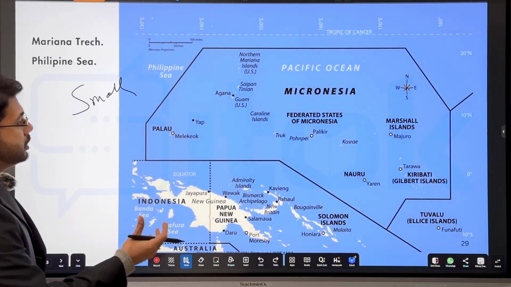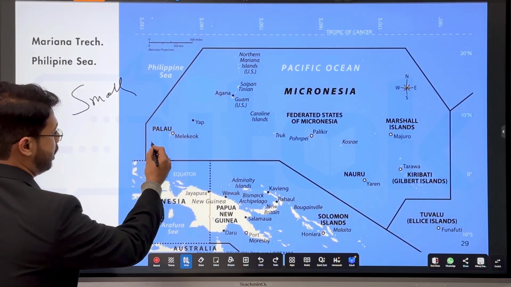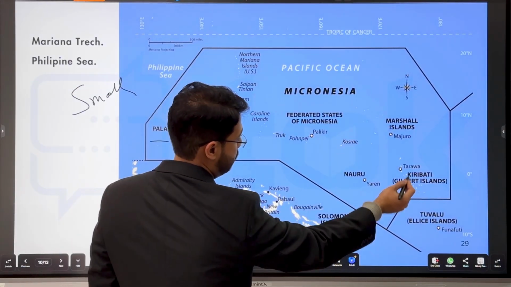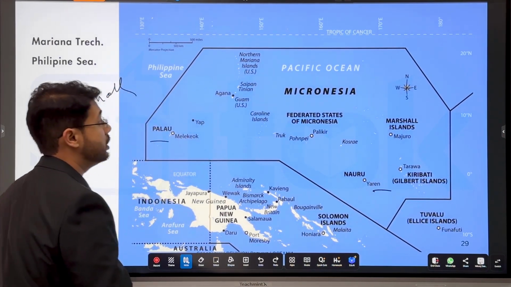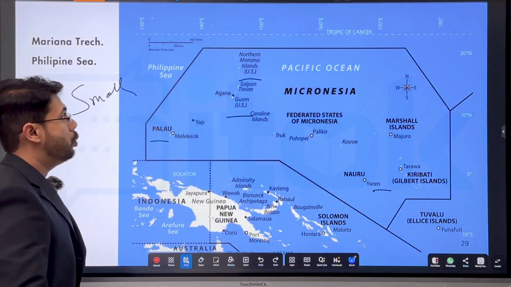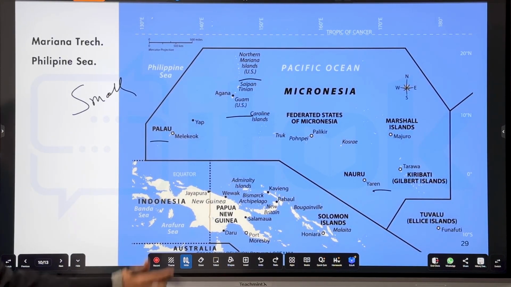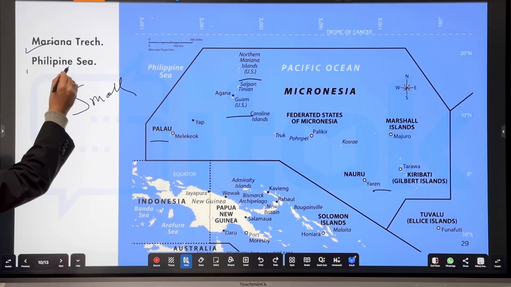Micronesia is a conglomeration of many different small countries, like Palau here, the Marshall Islands, then Kiribati. Many of them are US controlled, like Guam and the Northern Mariana Islands. What you should remember as a UPSC aspirant is just the Mariana Trench and the Philippine Sea.